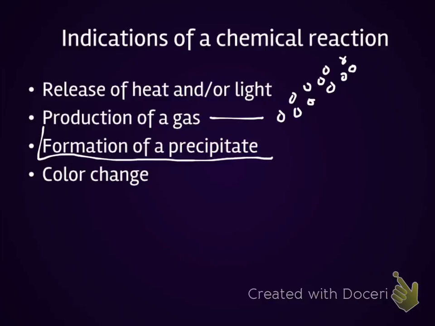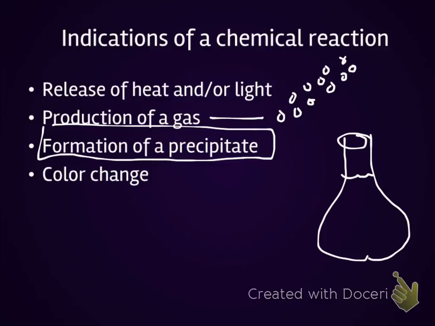Formation of a precipitate, you saw this in your last lab. You made a lot of different kinds of precipitates. Remember, a precipitate is when you have a nice clear solution and suddenly you get chunks in it, or it gets cloudy. Because if you are not part of the solution, you are the precipitate. Yes. And a color change.